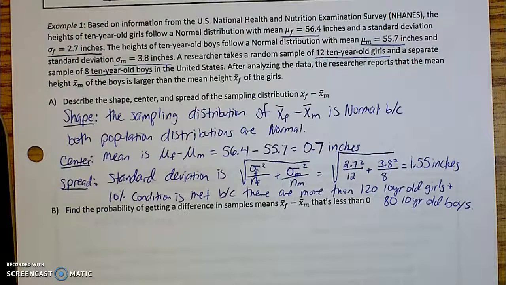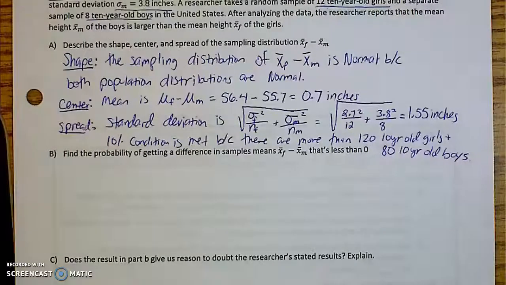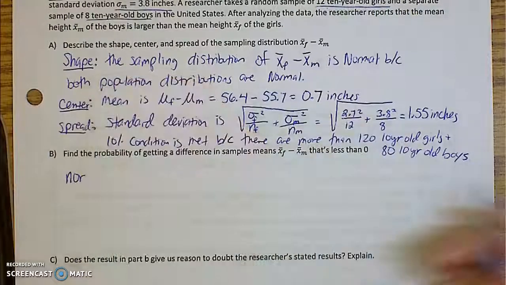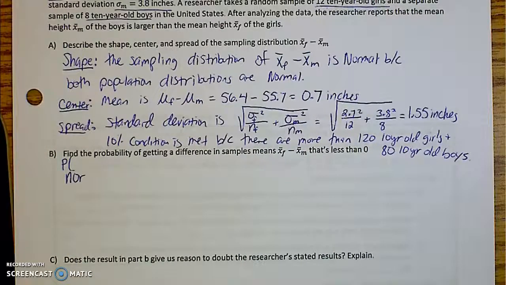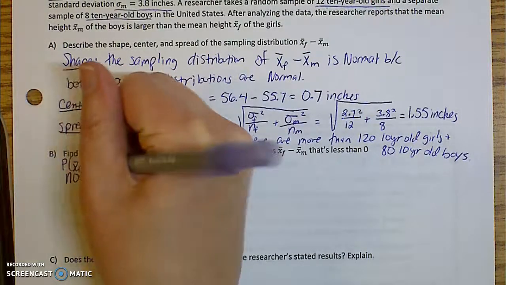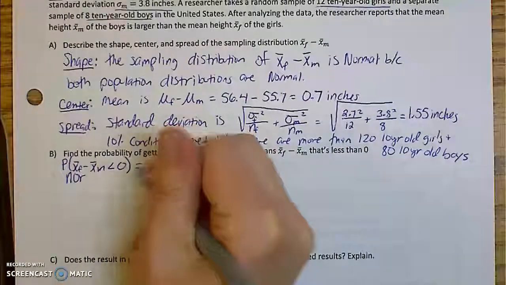Okay, so we have described our distribution. Find the probability of getting a difference in sample means that's less than 0. So we want to find the probability that this difference is less than 0. Because it's normal, we can just go ahead and use our normal CDF.